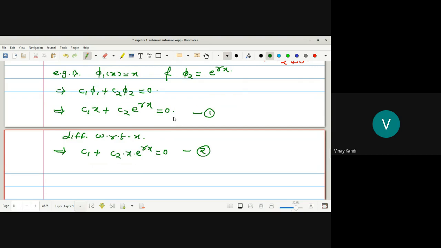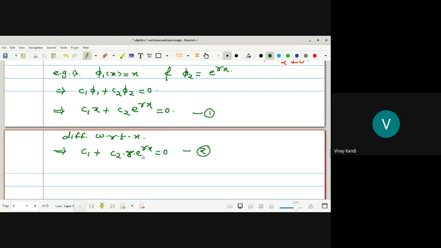Sorry, this is r into e raised to rx. Okay, r is the constant here. Now these are the two equations which are in the linear form, and this is the system of linear equations. Okay, ह्या काय सिस्टीम ऑफ लिनियर इक्वेशन्स आहेत.